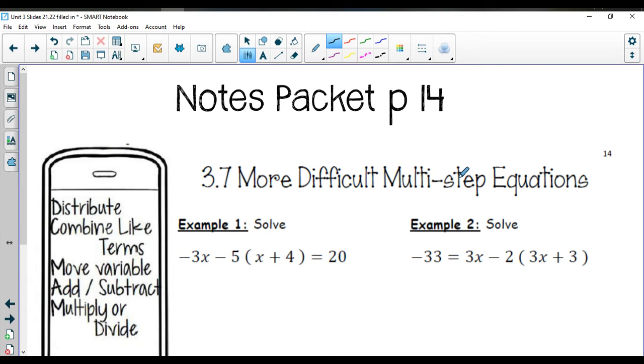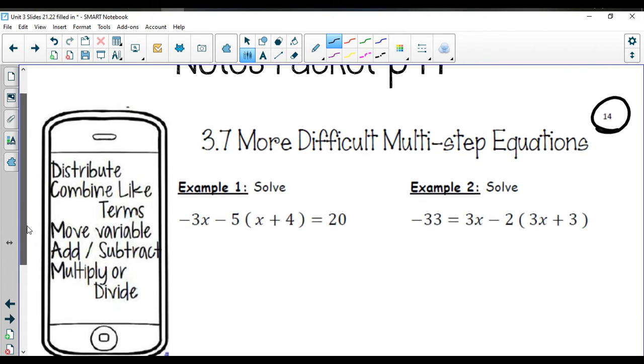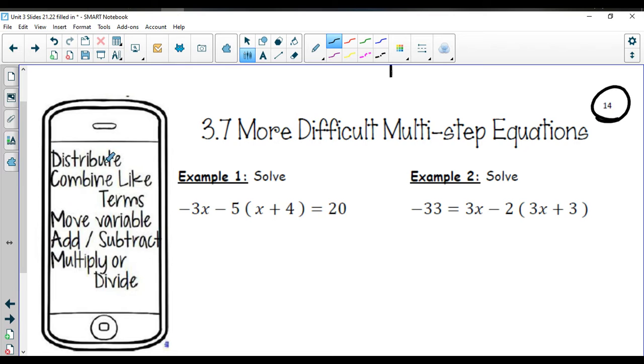This is lesson 3.7. We're going to do some more difficult multi-step equations today, and this starts in your notes packet on page number 14. Up at the top here, you can see we still have this little phone, which reminds us of our steps. We still have not yet moved to the variable, so that step is just going to get ignored.